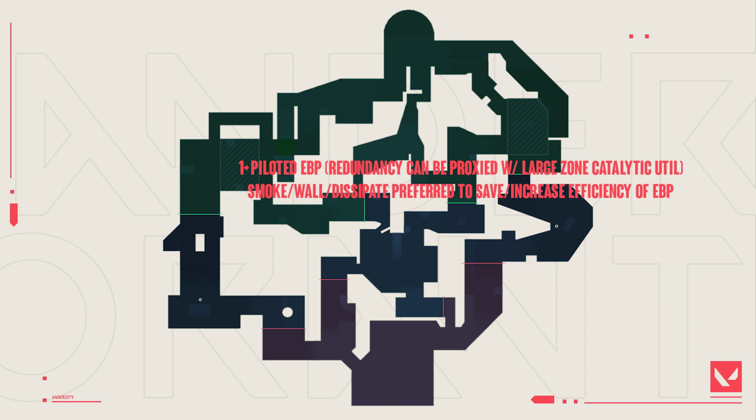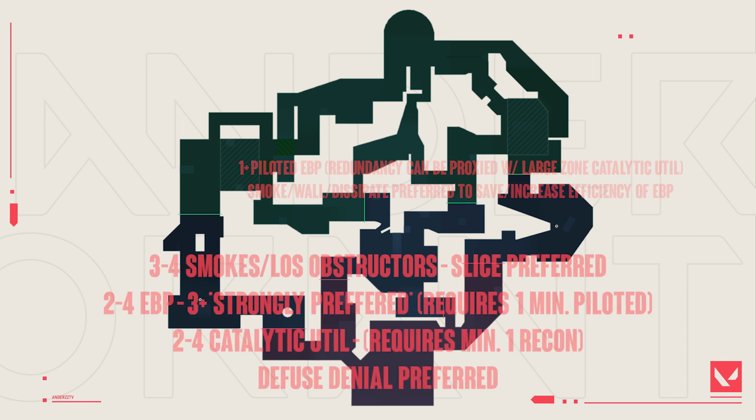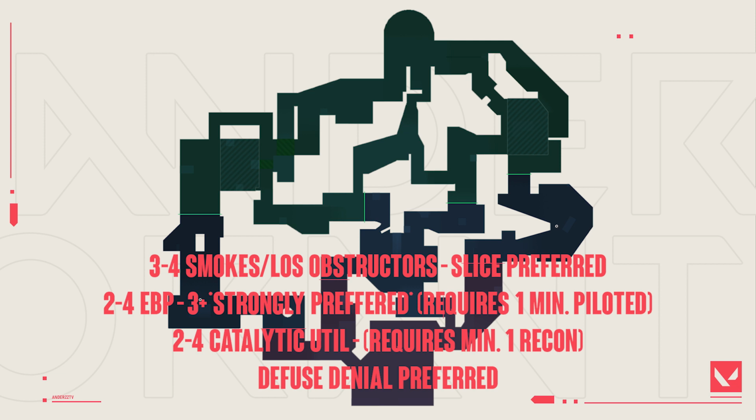This is power scoring the highest value of util from any category in these execs. We need 3 to 4 smokes or LOS obstructors with a very strong preference for slices at numerous locations. We need 2 to 4 pieces of EBP with 3 or more strongly preferred and at least 1 being piloted. We need 2 to 4 pieces of catalytic util with at least 1 recon, and we're in a situation where we would prefer defuse denial if for no other reason than variation and flexibility.